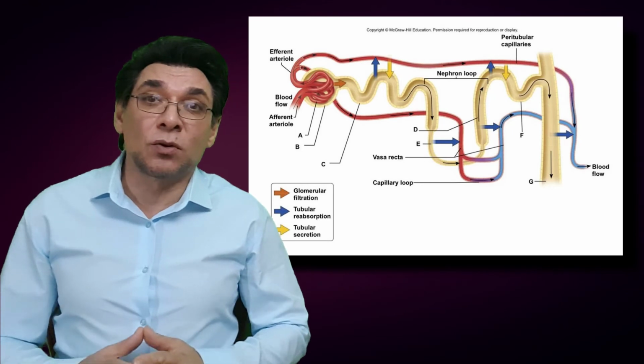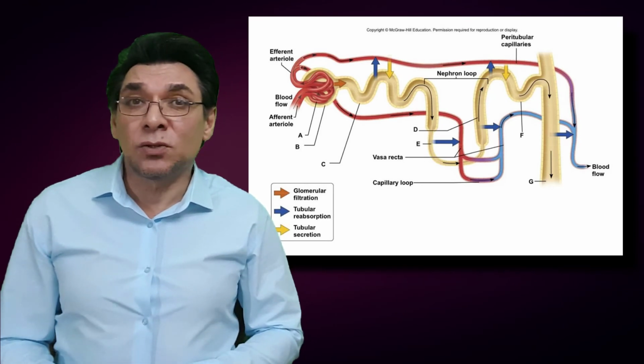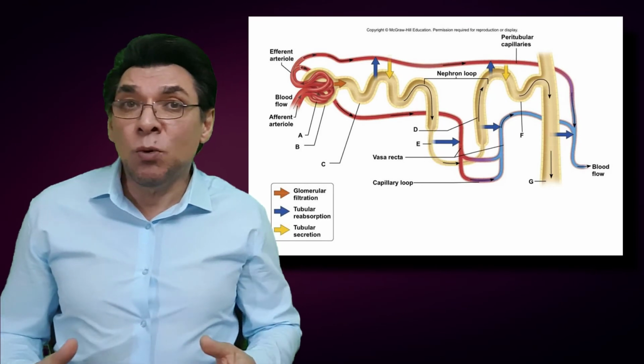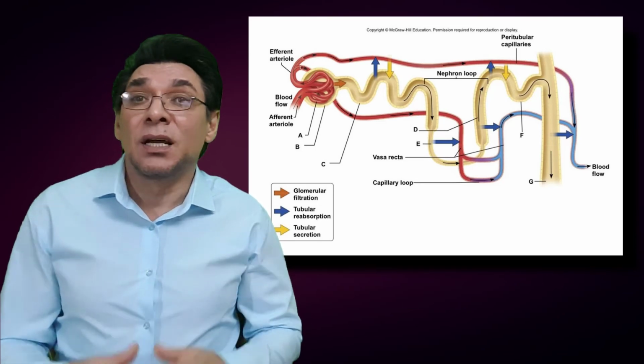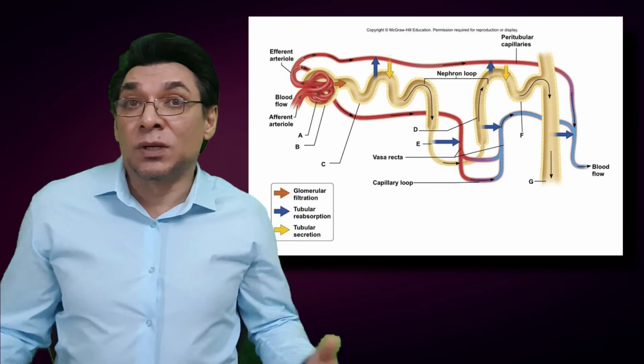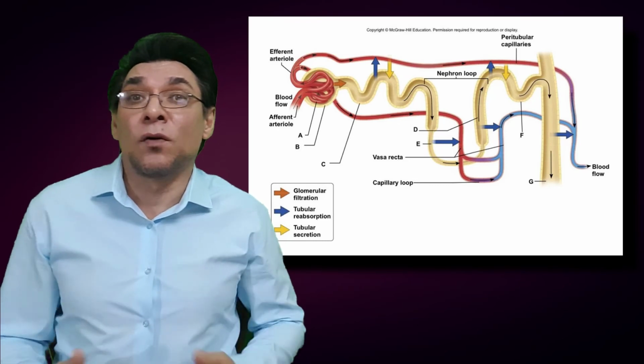In the proximal convoluted tubule, potassium is reabsorbed. However, in the distal convoluted tubule and collecting duct, potassium is secreted, resulting in a net loss of potassium in the urine.